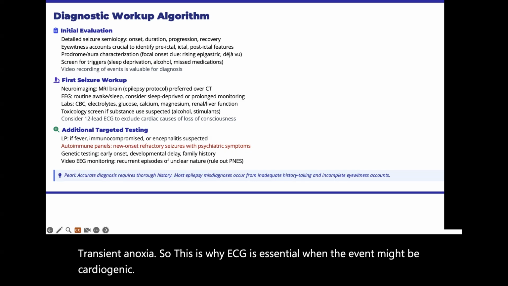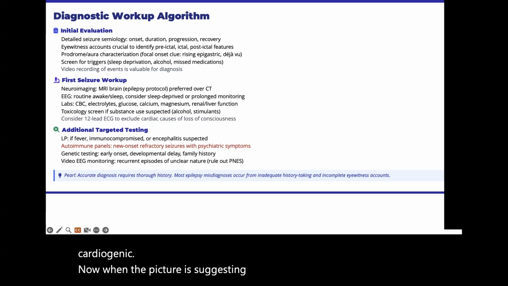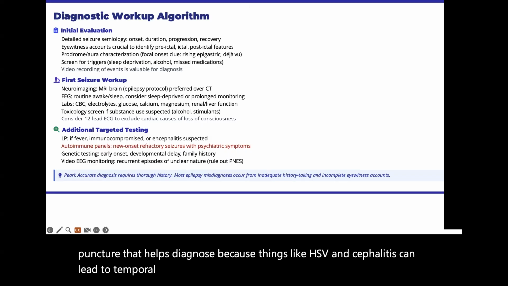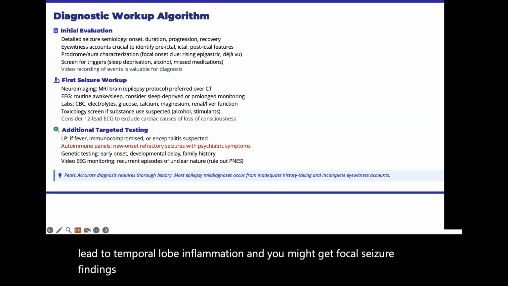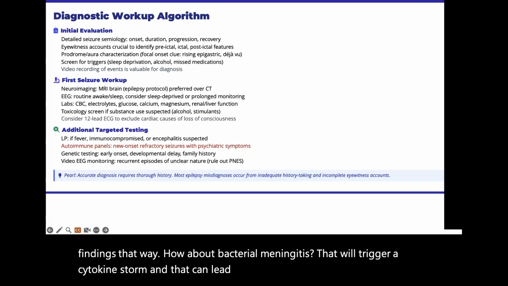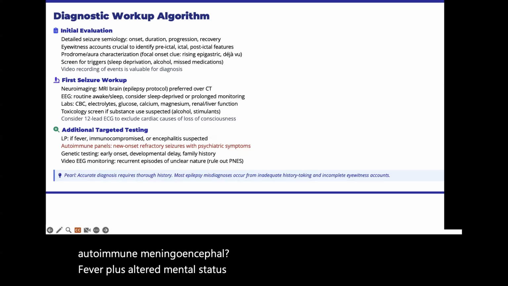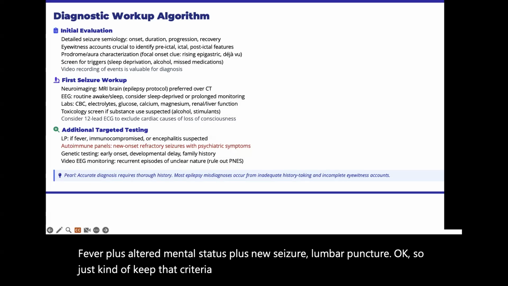Now, when the picture is suggesting a deeper cause, right? So lumbar puncture, that helps diagnose because things like HSV encephalitis can lead to temporal lobe inflammation, and you might get focal seizure findings that way. How about bacterial meningitis? That will trigger a cytokine storm, and that can lead to cortical irritation. Or what about autoimmune meningoencephalitis? Well, fever plus altered mental status plus new seizure, lumbar puncture. Okay. So just kind of keep that criteria in mind. Fever, altered mental status, and new seizure, lumbar puncture.